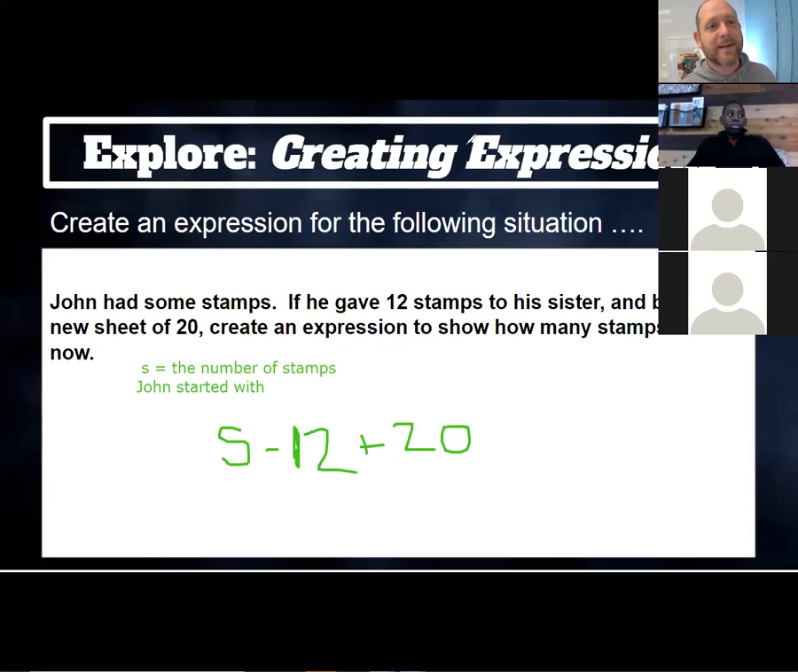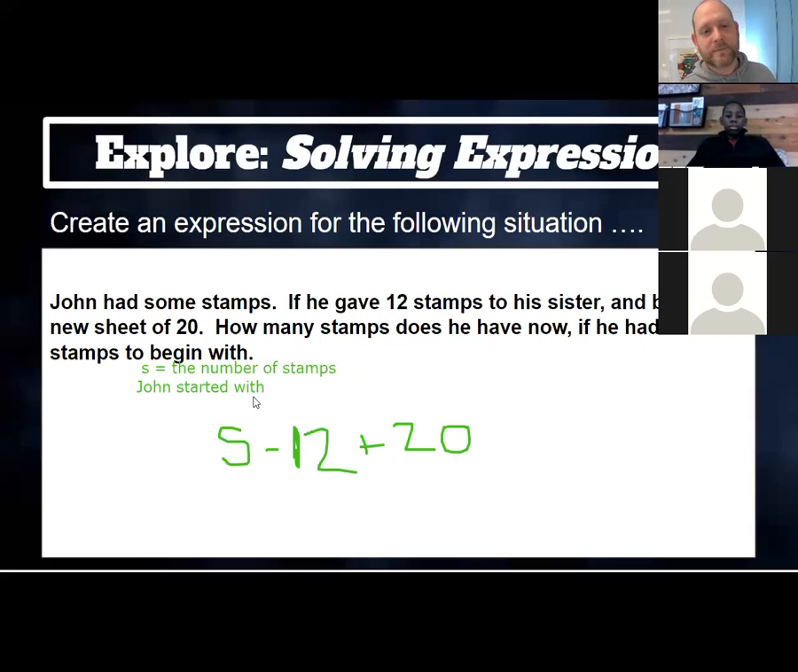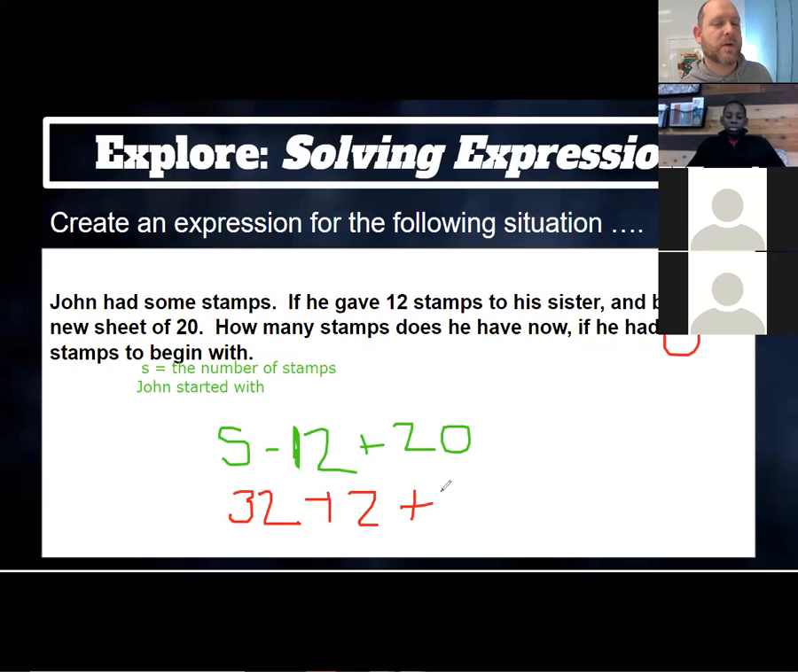So last thing, solve it. If John had 32 stamps to start with. He has 40 stamps in all. So I have my 32. I'm going to plug them in. Minus 12 plus 20. Avery, I think you're right. So if I took 32 and took 12 away, I would have 20. If I had 20 more, you guys are right, I would get 40 stamps. I did it in my head. You rock it.